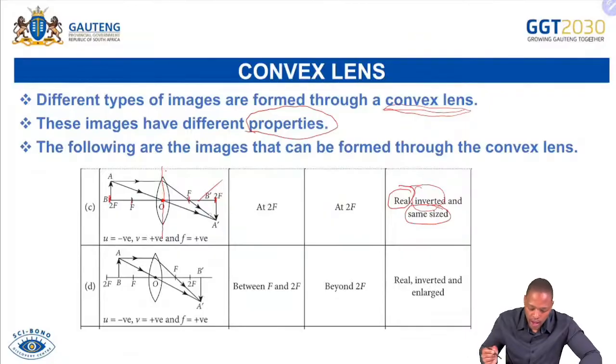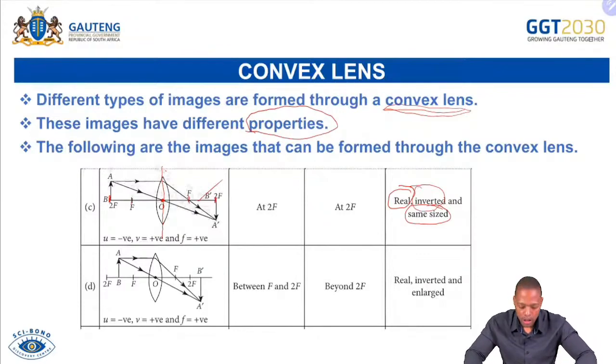Then next you draw the second ray, and the second ray should pass through the optical center. When you draw that ray, it will intersect and meet with the first ray that you drew, which was the one that was parallel to the principal axis and going through the focal point. Where the 2 rays meet, that will be the head of the image. I hope you understand me, grade 12. Hope you understand what I'm saying here.